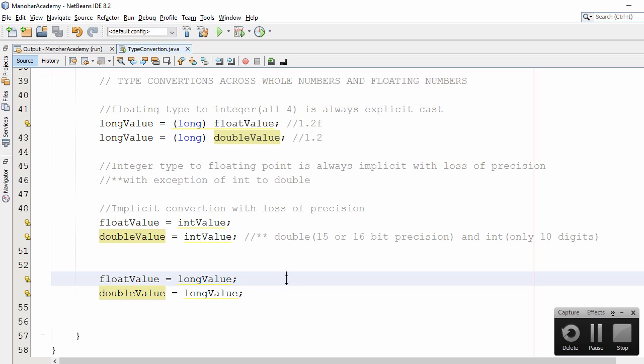We have covered all data types. We don't want to cover boolean and char because boolean anyhow cannot be converted. Char we want to treat as a character, not as a number. Okay, let's see the same thing in an Excel sheet.